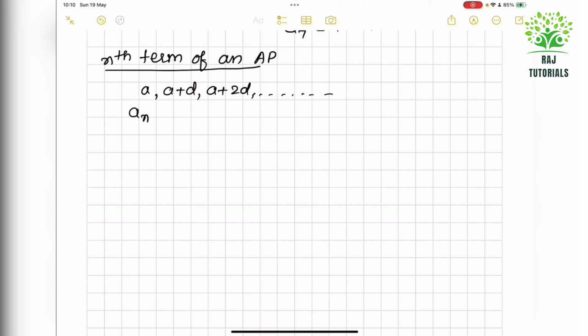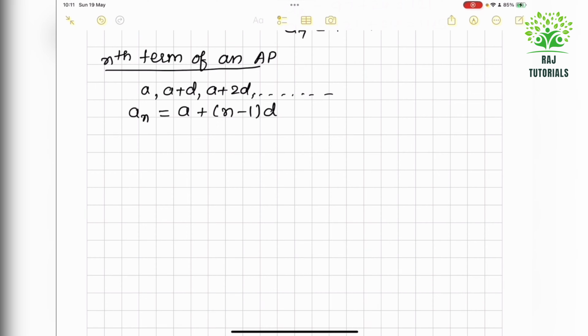Any term, so I can use this formula. N is the term which I want. Suppose if I want the 5th term, I have to put N5. If I want the 50th term, I have to put N50, which will be equal to A plus (N minus 1)D. I have to multiply D with the N minus 1, and add A to that.